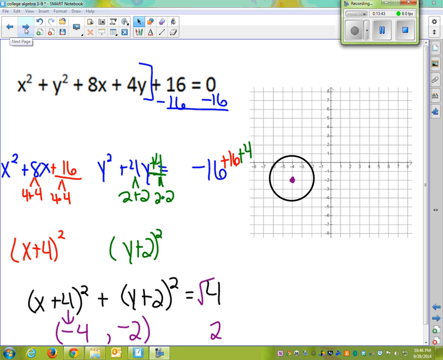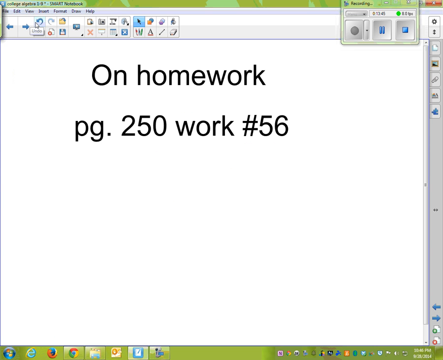All right, you give one a try. On your homework, page 250, work number 56. Push pause as you work through the problem, and then resume to check your final answer.